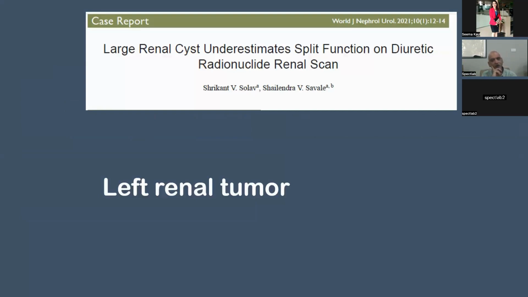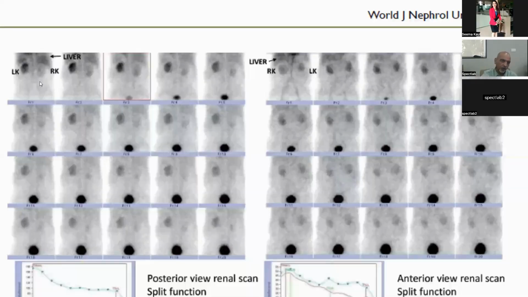So what else underestimates functional contribution? This was one important blunder which we had made. This patient was referred to us with a diagnosis of renal tumor on the left side, and we did a scan. The tumor was on the left side, and we said that the functional contribution is 18%. You see the right kidney is hardly showing any uptake, it's showing delayed extraction.